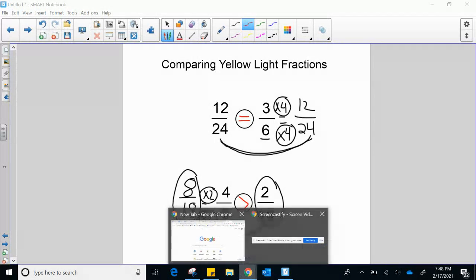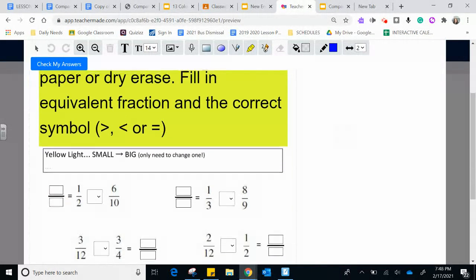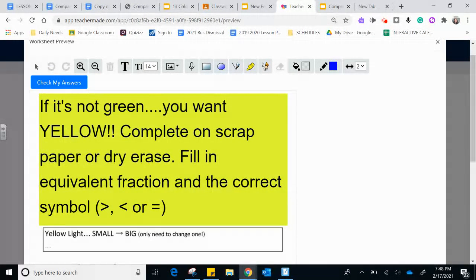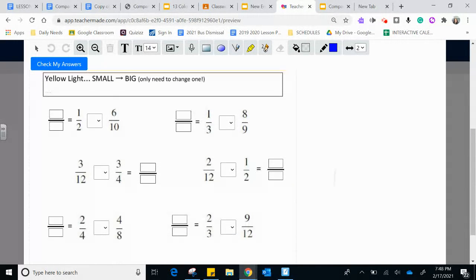So what you're going to do next is you are going to complete some practice problems. The directions are very clear. If it's not green, you want yellow. So we're going to complete the work on scrap paper or dry erase, whatever you have. But then you have to fill in the answers and the symbol.